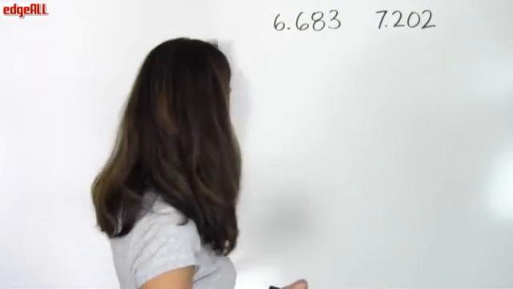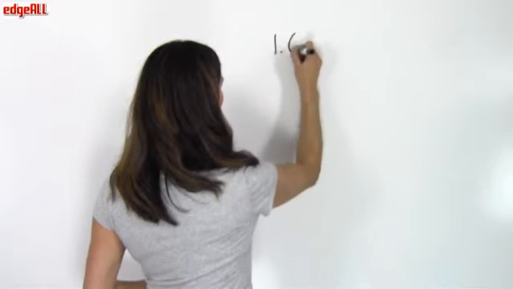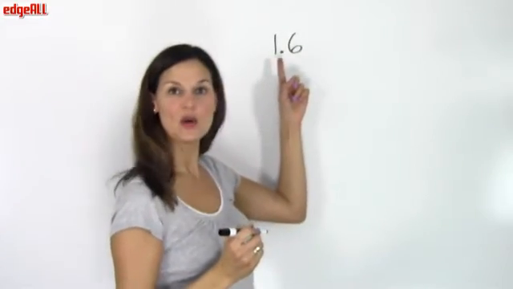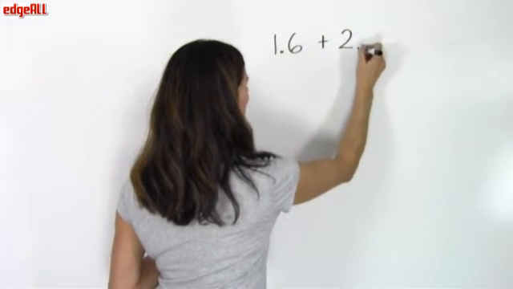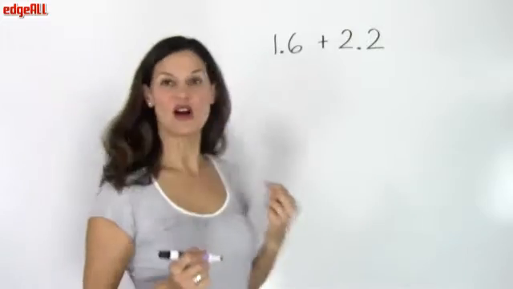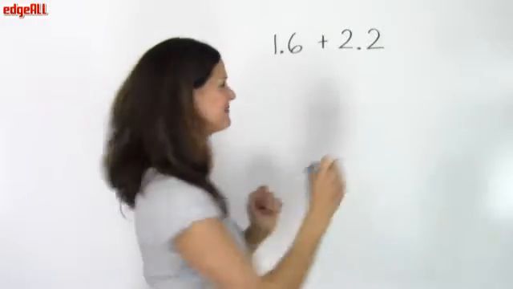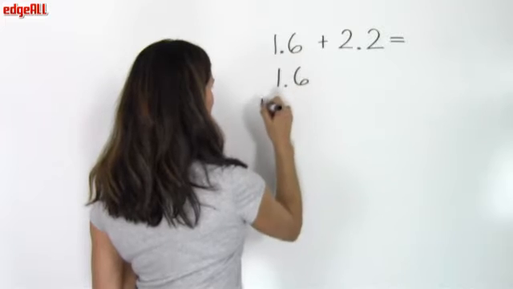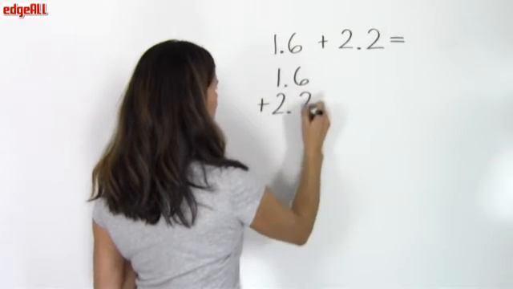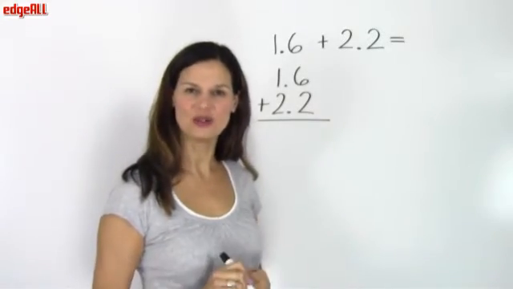Let's look at a simpler example, and we'll come back to these bigger numbers later. So let's look at an example of smaller numbers here. We are asked to add together 1.6, a number with a decimal in it, plus 2.2. To solve this problem, what I want to do is line up the numbers vertically. So I'm going to rewrite this as 1.6 plus 2.2.